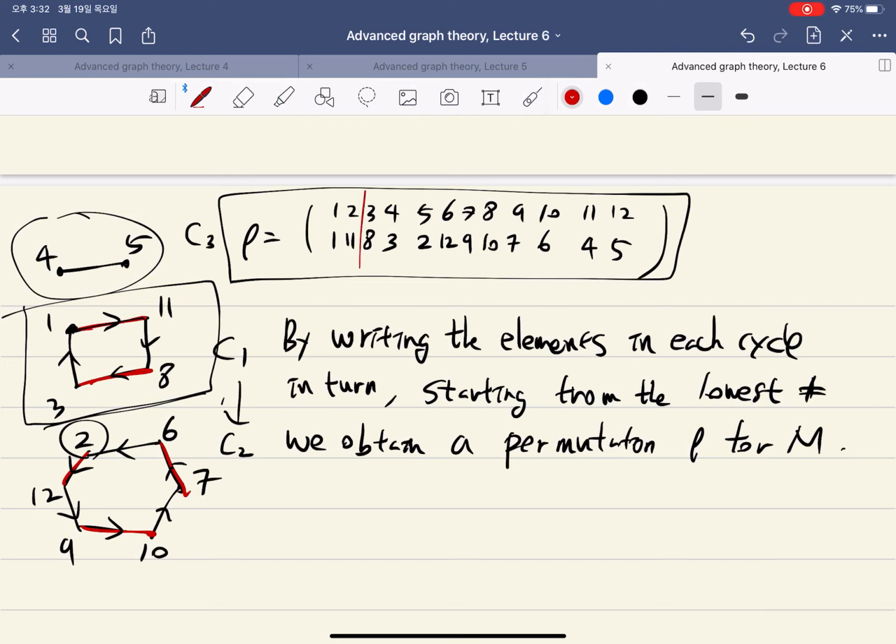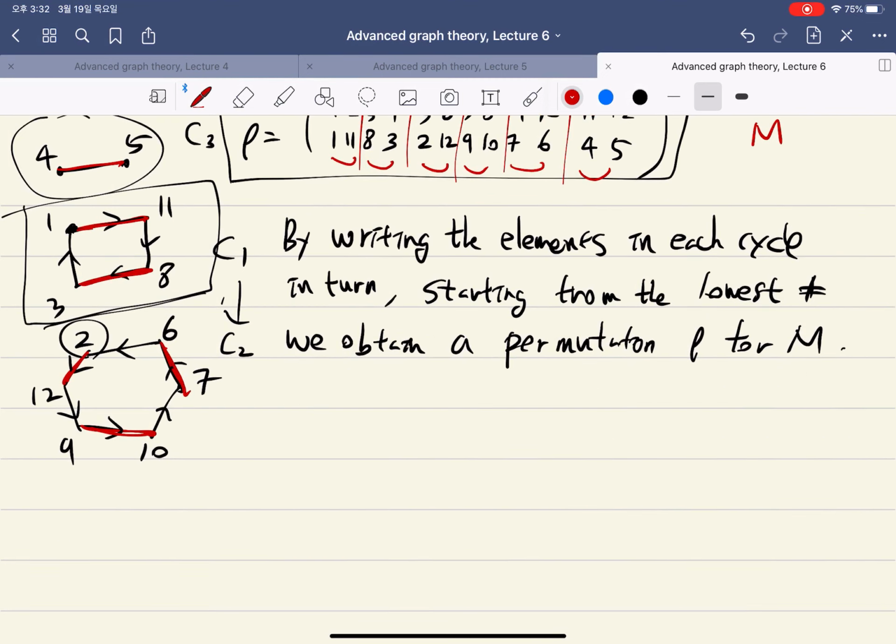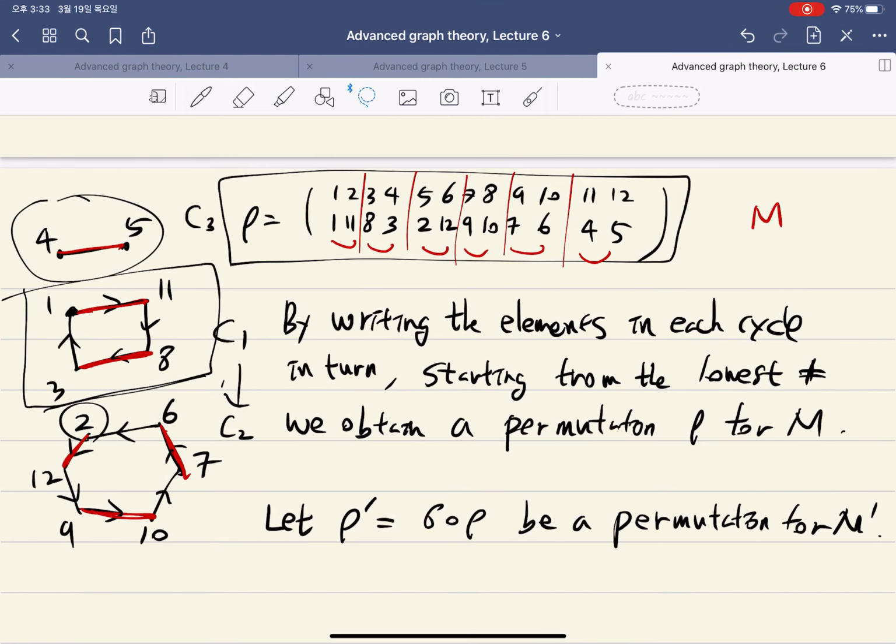Then in this row, as in our definition of the weight, this block, this block, this block, this block, this block, this block give these matching M. And one good thing about this specific choice of rho is that if you let rho prime be the composition of this sigma and rho, then this is actually the permutation for M prime.